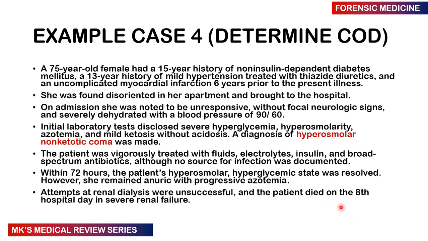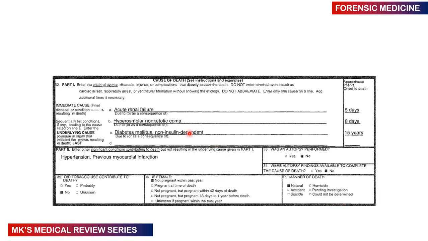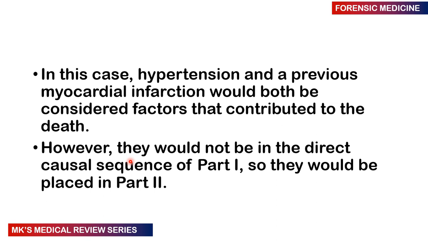So how would you write this on the death certificate? This person went into acute renal failure, probably 5 days, which was due to hyperosmolar non-ketotic coma for 8 days, and this is due to diabetes mellitus, non-insulin dependent, for over 15 years. The hypertension and the previous myocardial infarction are other significant conditions that were present in this patient, but not necessarily leading to the death of this patient. So remember that in this case, hypertension and the previous MI would both be contributing factors to the death, but they are not directly leading to what has caused the sequence of death that we are listing in part 1.